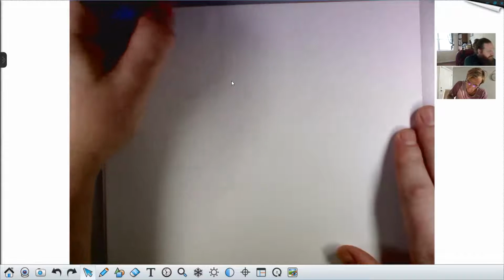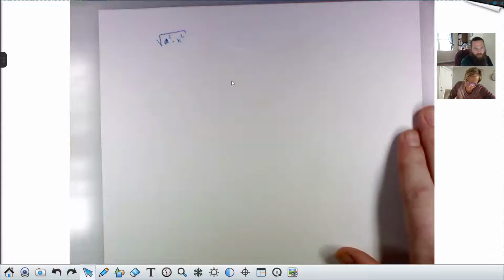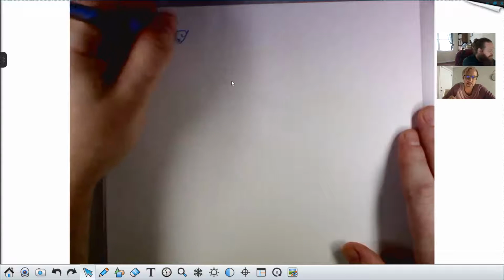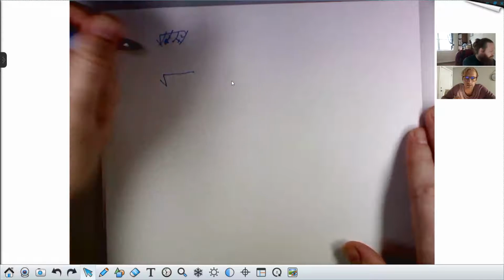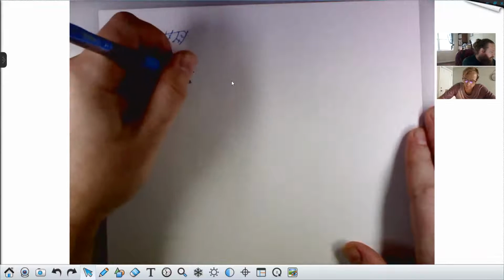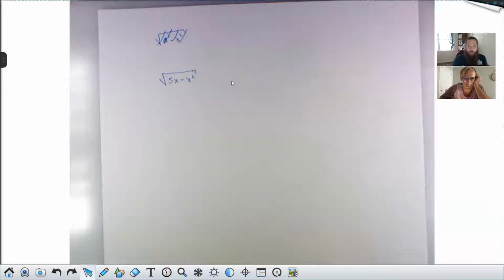Sure. So you have an expression there looking something like the square root of some number squared minus x squared, right? It's some number. It's 7x minus x squared. Oh, okay. So let me change the 7 to a 5. 5x minus x squared. And they're asking for what values of x is this a real number, right? Yes.